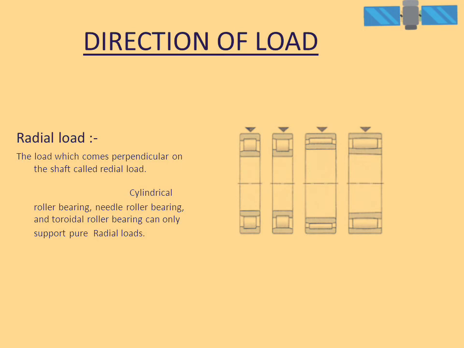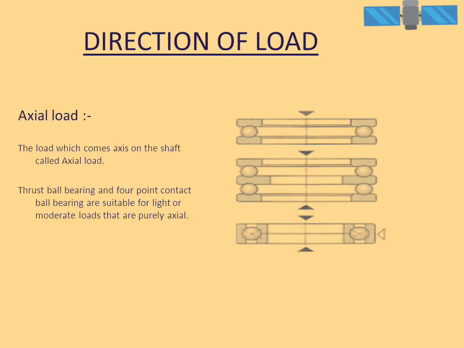Direction of load. Radial load. The load which comes perpendicular on the shaft is called radial load. Cylindrical roller bearing, needle roller bearing, and toroidal roller bearing can only support pure radial loads. Axial load. The load which comes along the axis of the shaft is called axial load. Thrust ball bearing and four-point contact ball bearing are suitable for light or moderate loads that are purely axial.